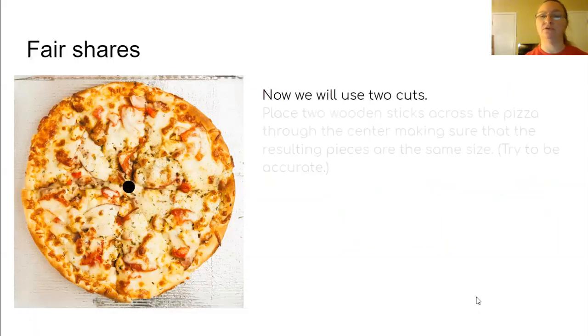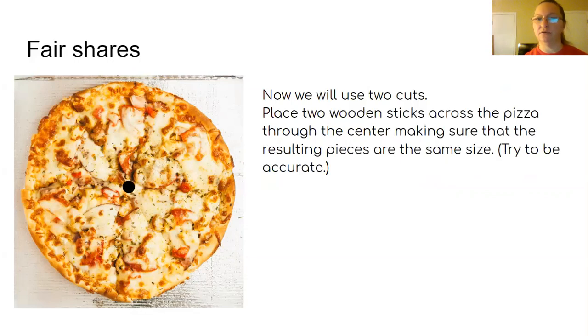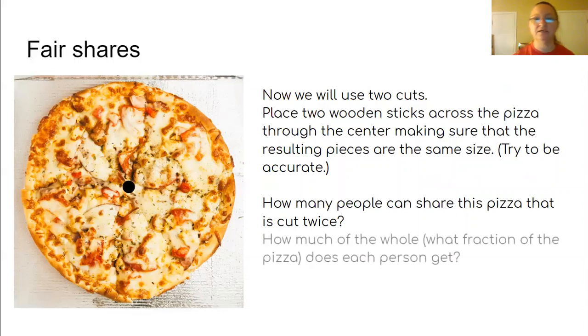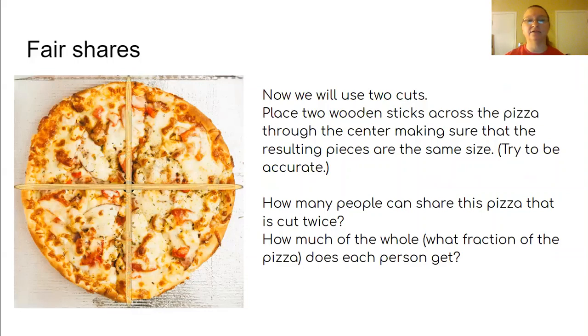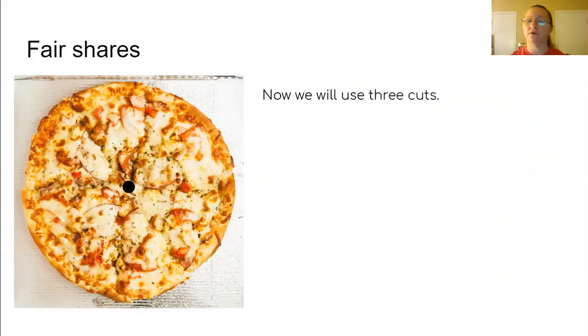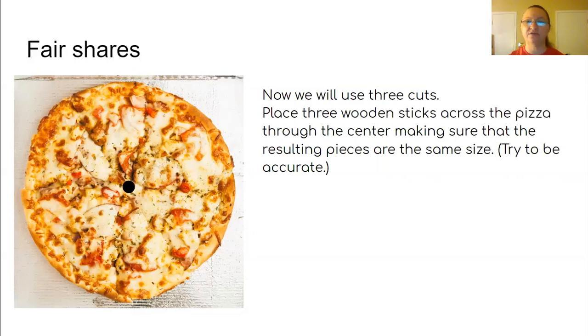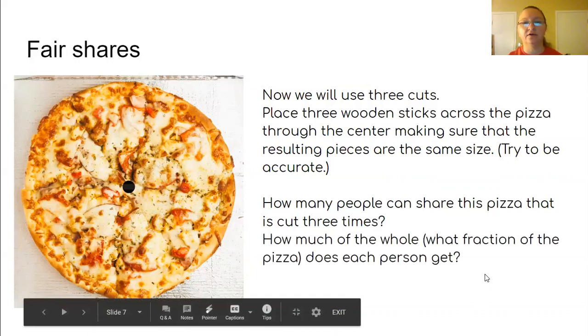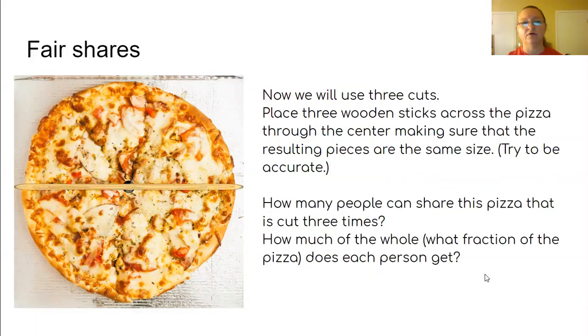Then we did 2 cuts, placing the wooden sticks through the center, making sure the pieces were the same: how many people can share the pizza, and what fraction do they get. And so we did that like so, and we determined that there were 4 pieces that could be shared. Then we did it with a 3rd stick. We took the sticks off and started all over. 3 wooden sticks. So we cut across once, a 2nd time, a 3rd time, and we found that there were 6 pieces.